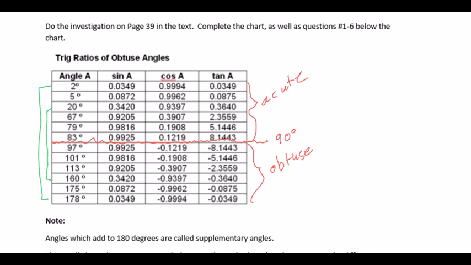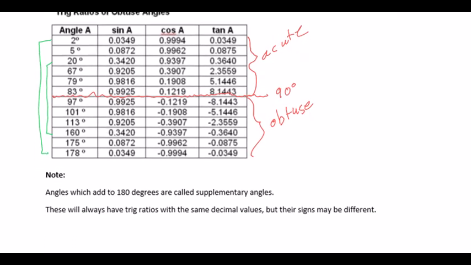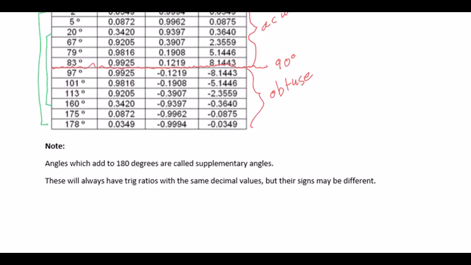Now, like we said, all angles that add to 180 are called supplementary, and the key here is if I have two angles which are supplementary, they will have the same ratio number. The only difference is sometimes they might be negative and positive. You'll notice here I've identified that, but their signs might be different.